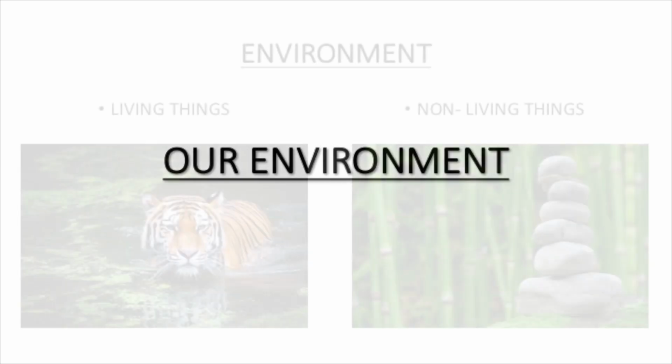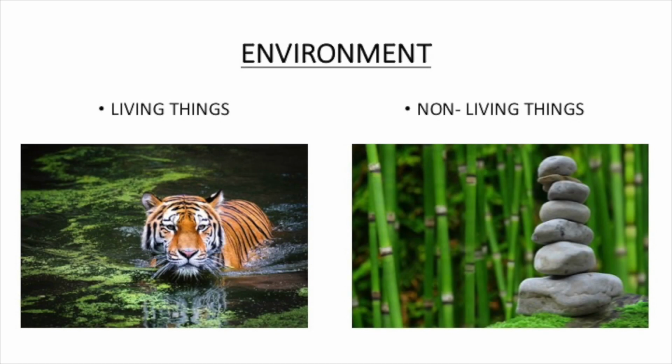Yes, let's take a look at the different types of environment, guys. So first of all, one way of looking at our environment: living things and non-living things. Yes, living things are the example here. What animal is this? Tiger. Is a tiger a living thing? Yes. Another example, people. Are we living things? Yes. Plants and trees? Yes. Anything that has life is a living thing.